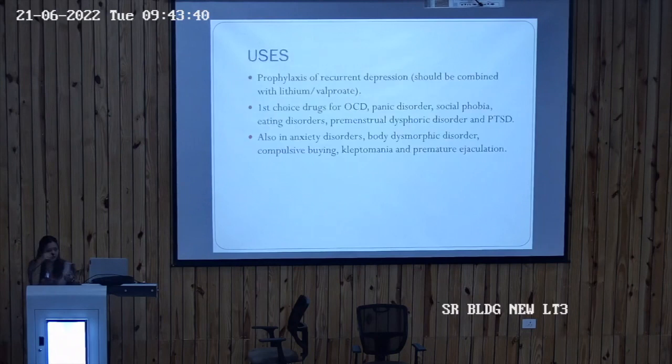So this is the drug used not only for depression but also for prophylaxis of recurrent depression, and it is the first choice of drug in other kinds of neurotic diseases like obsessive compulsive disorder, social phobia, eating disorder, premenstrual dysphoric disorder, post-traumatic stress disorder, anxiety disorder, body dysmorphic disorder, compulsive buying, kleptomania, and premature ejaculation. In these also they can be used as a first choice of drug. Now, who will tell what the difference between neurosis and psychosis is?